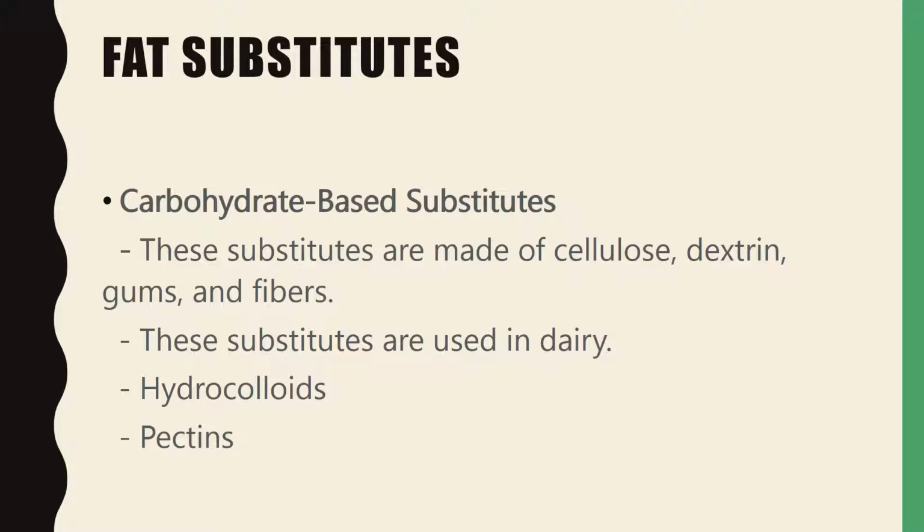Carbohydrate-based substitutes. These substitutes are made of cellulose, dextrins, gums, and fibers. Carbohydrate-based substitutes are generally used in products such as cheeses and yogurts, frozen desserts, sauces, salad dressings, processed meats, baked goods, and snack products. Hydrocolloids replace starches and can enhance a food's texture without affecting taste. Pectin gels are being used more and more often to replace fats while maintaining a product's texture, taste, and stability.